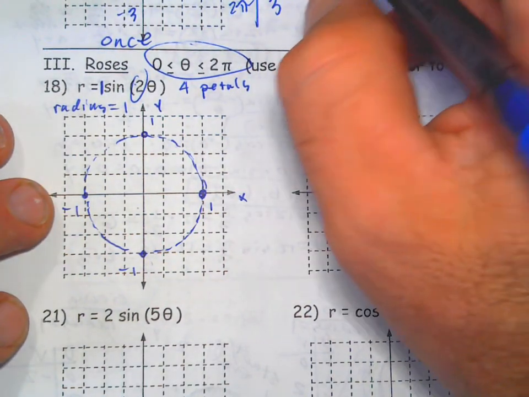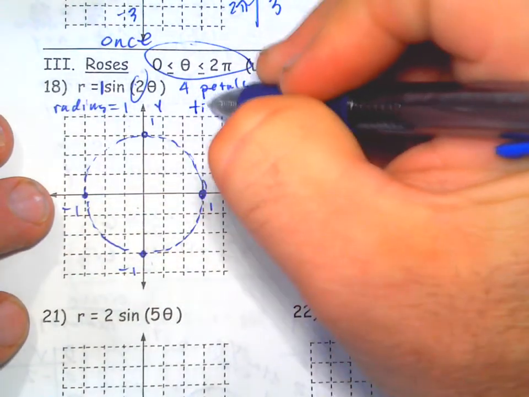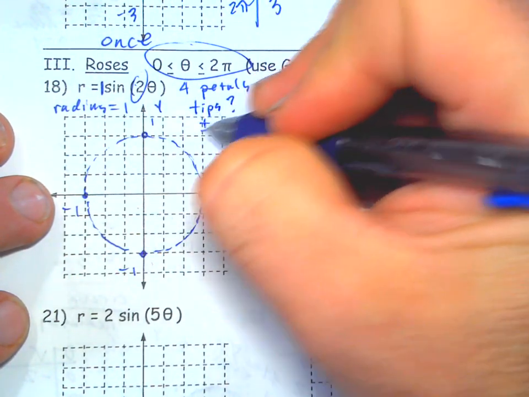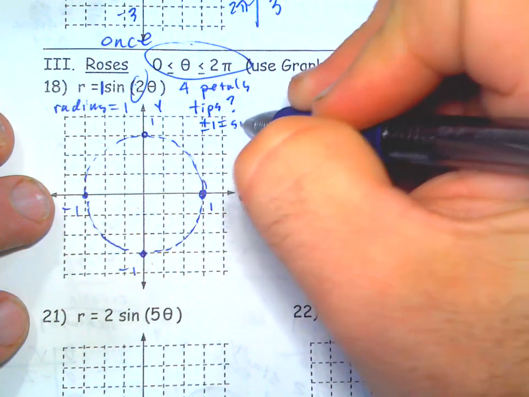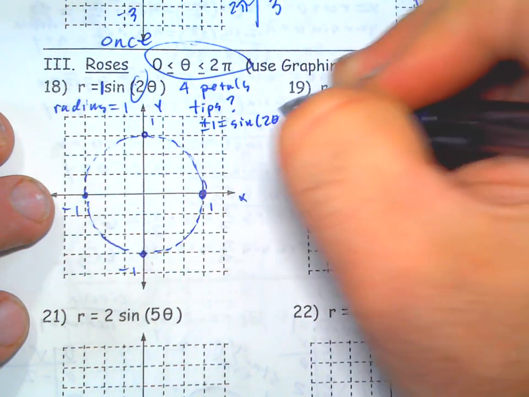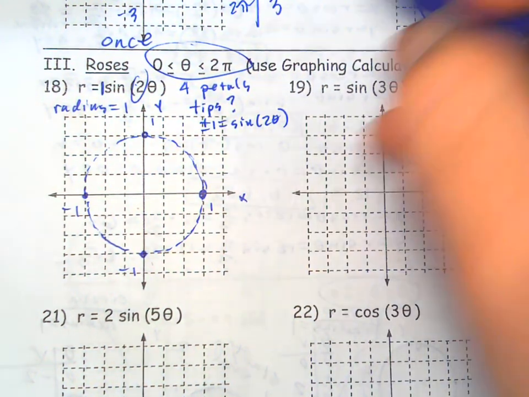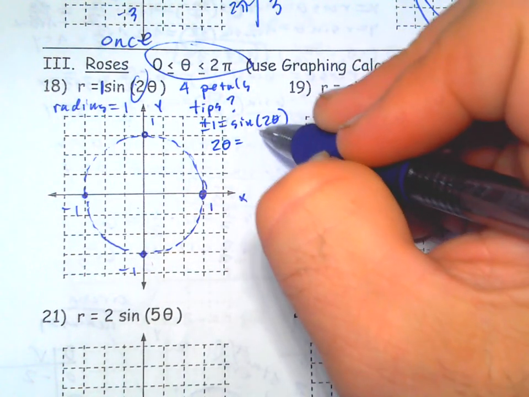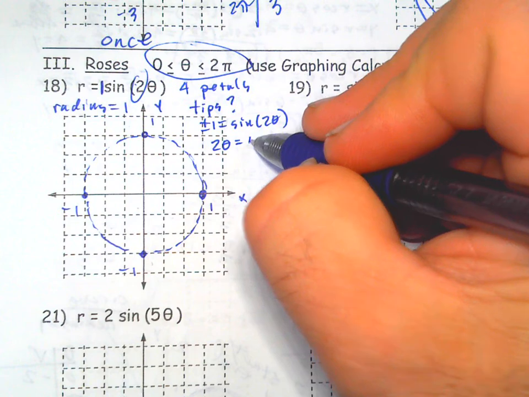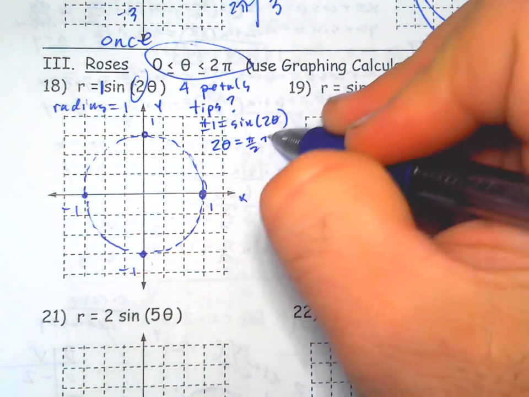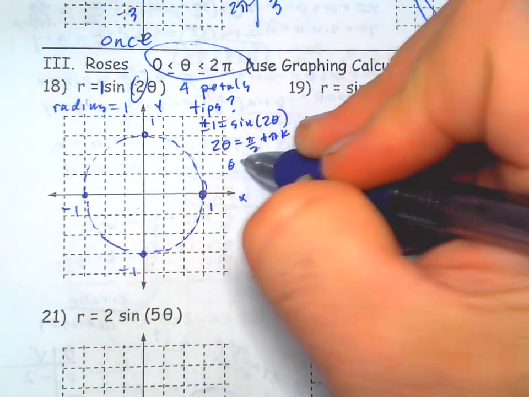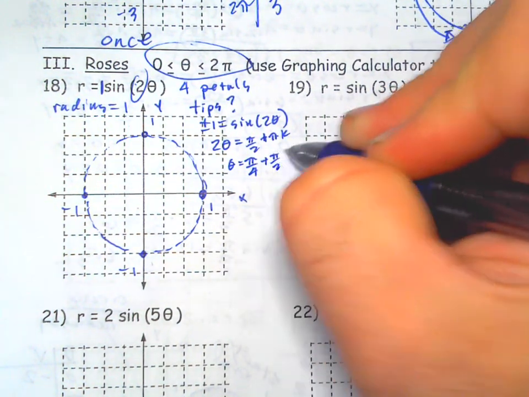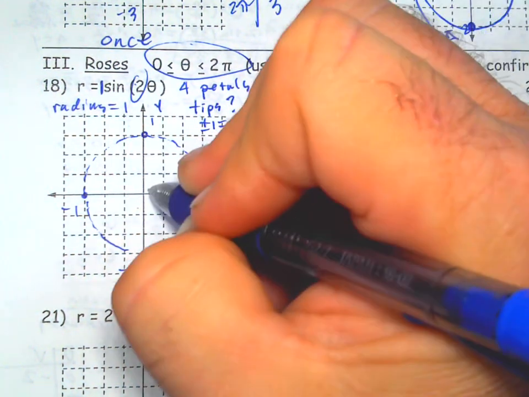So then the other thing to look for, I don't make a table for these. I look for where the tips of the petals are. And so I set the radius equal to plus or minus the amplitude, the extreme radius. I say, okay, well, 1 times sine equal to 1 or -1. That'd be pi over 2 plus pi k. So then theta equals pi over 4 plus pi over 2 k. And so theta equals pi over 4.